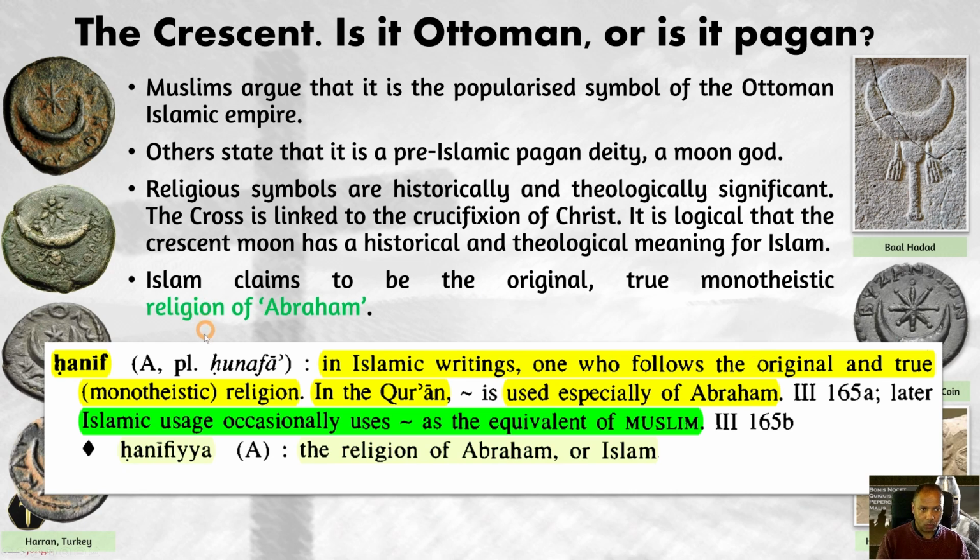Now, I need to introduce the word Hanif. The plural is Hunafa. In Islamic writings, this is one who follows the original and true monotheistic religion. In the Quran, Hanif is used especially of Abraham. Abraham is Hanif. Even Allah is Hanifan, right? This is the religion of Allah. And Islamic usage occasionally uses Hanif as the equivalent of a Muslim. A Muslim is Hanif. Now, they're playing a little bit of a word game here.